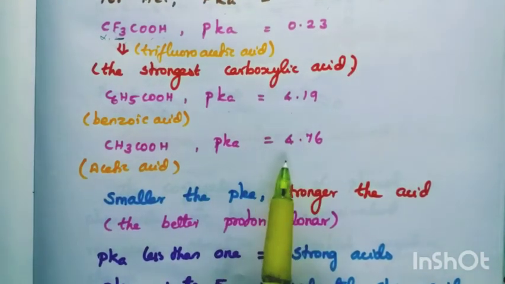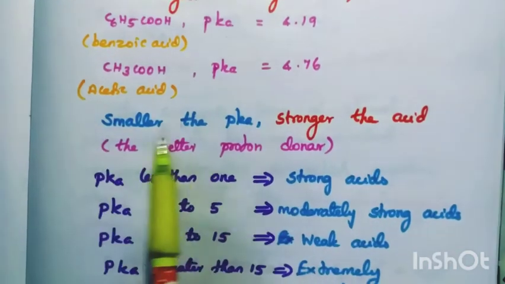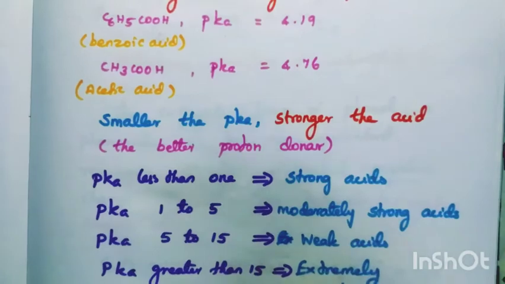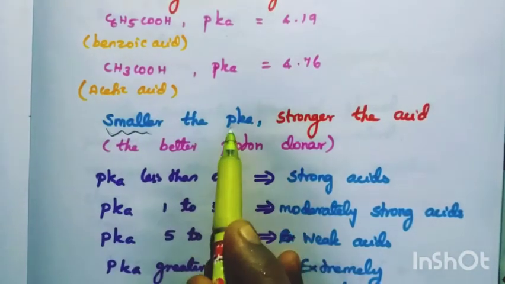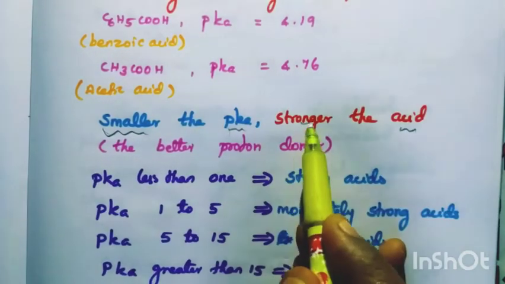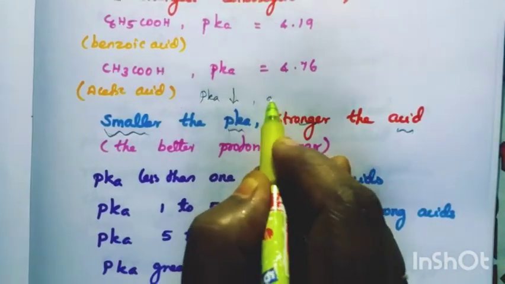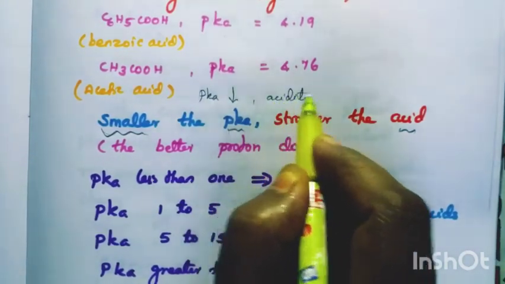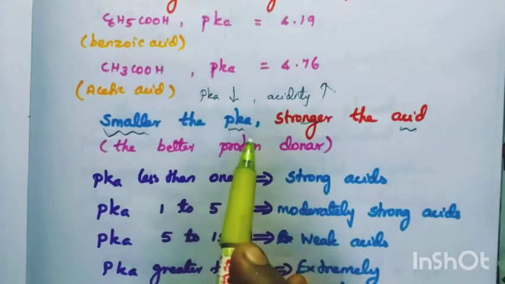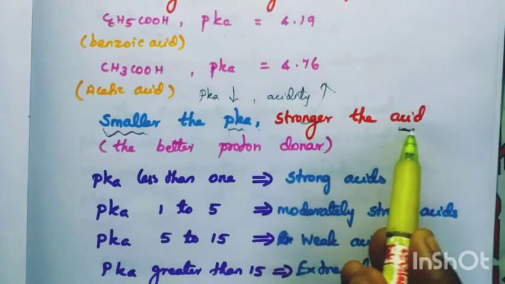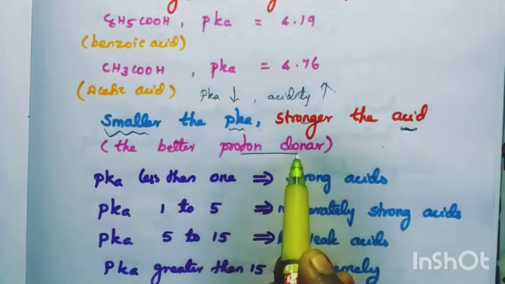From this we can understand: smaller the pKa value, stronger the acid. That means when the pKa value decreases, the acidity increases. So, smaller the pKa, stronger the acid. Acid means something which has a tendency to donate protons.